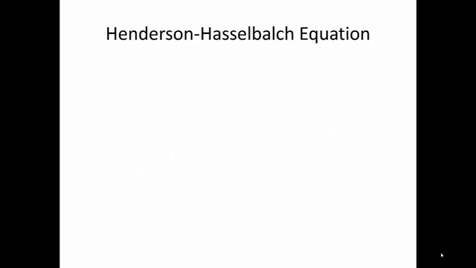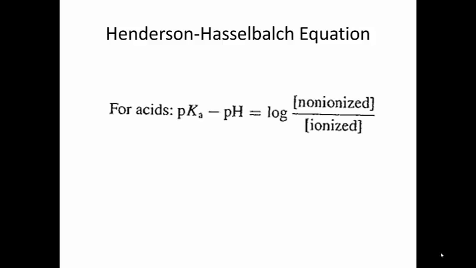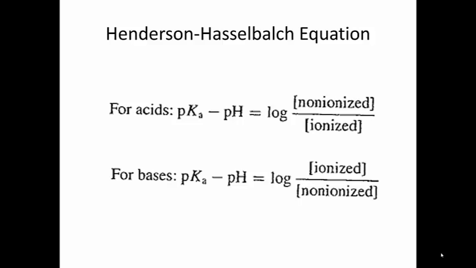So how do you determine the actual proportion of a drug in the ionized or the unionized state at a certain pH? To do this, we use the Henderson-Hasselbalch equation. For an acid, the pKa minus the pH is equal to the log of the ratio of non-ionized to ionized. For bases, the pKa minus the pH is equal to the log of the ratio of the ionized to the non-ionized compound. Using these equations, you can calculate the percent ionization of a drug at a given pH.